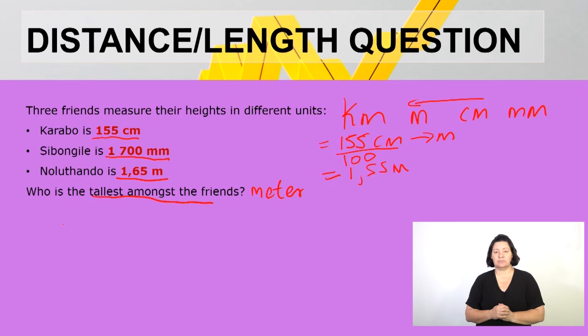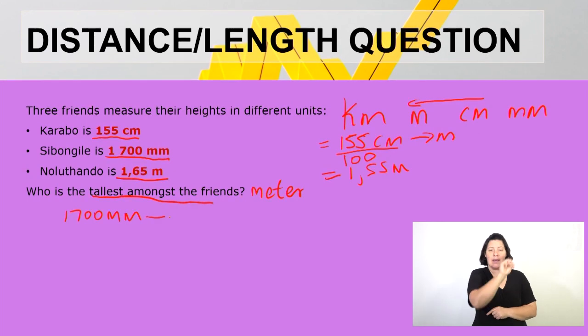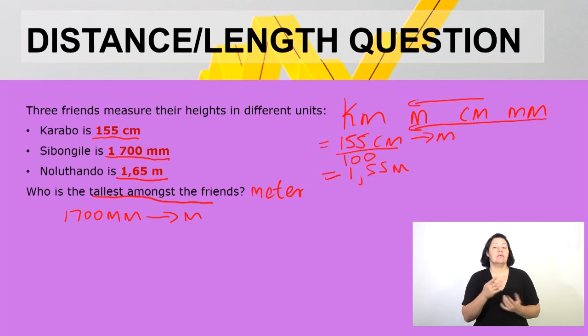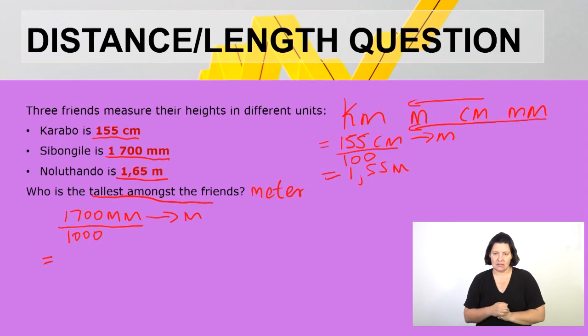Then let's calculate Sibongile's. I will use this space here. We have 1,700 millimeters. That has to be converted to meters, which is the correct unit for height. So we are moving from millimeters to meters. We have to divide, because when we move from smaller units to bigger units, the rule says we must divide. We will divide by a factor of 1,000. Then we say 1,700 divided by 1,000. This gives us 1.7 meters.